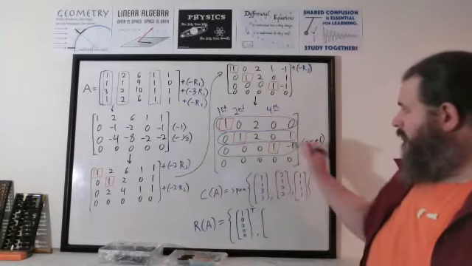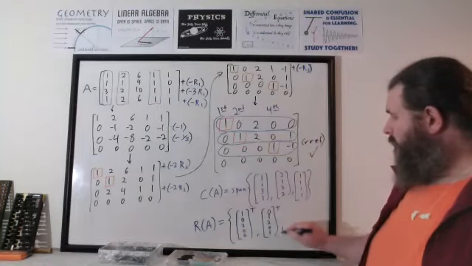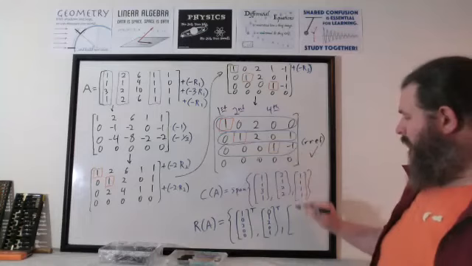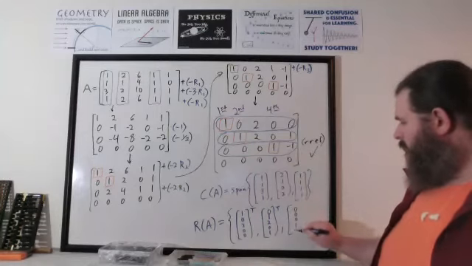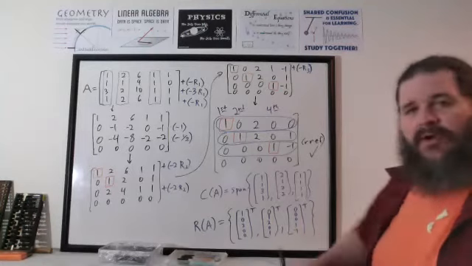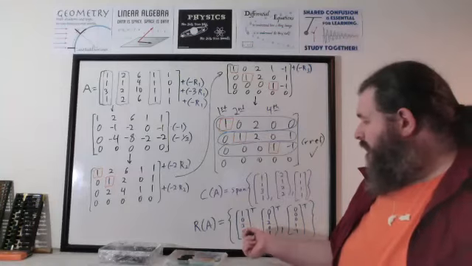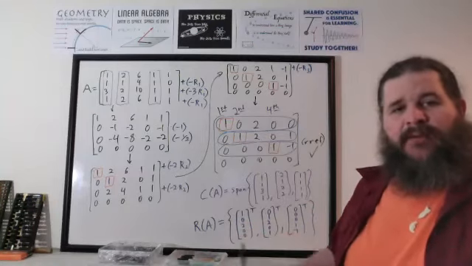And likewise, [0, 1, 2, 0, 1] transpose, and [0, 0, 0, 1, -1] transpose. So these three vectors are a basis for the row space. And note that these are members of R5 because these are 5 by 1 vectors.